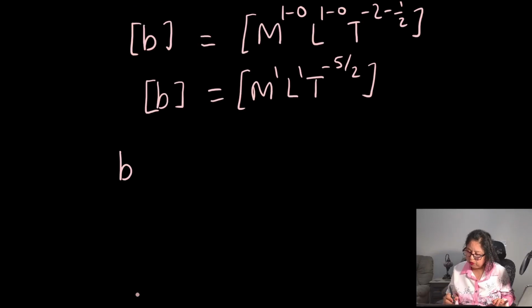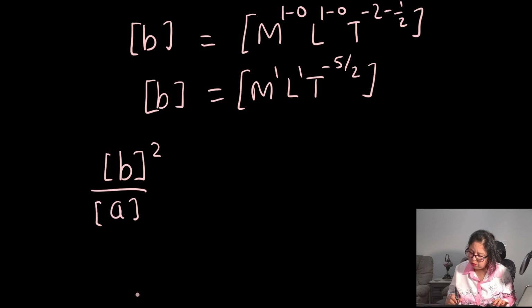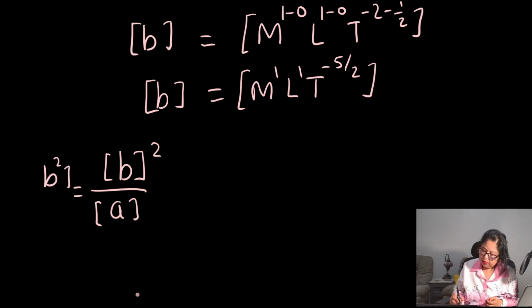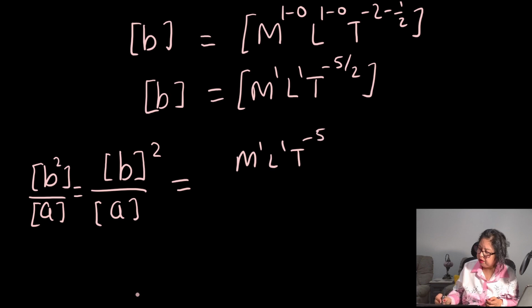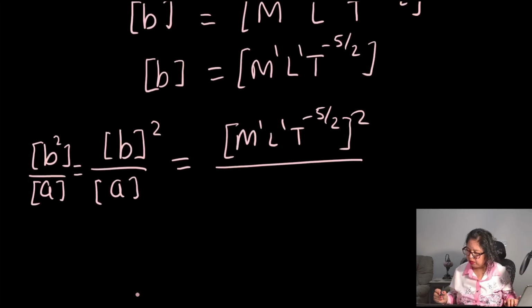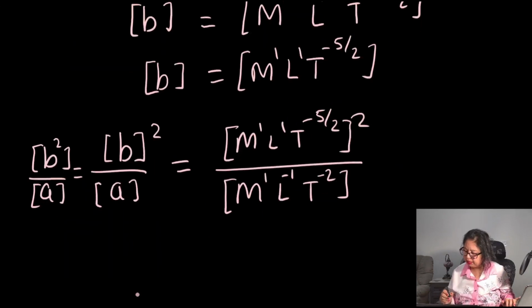Okay. So B squared over A. This is how we're going to find the dimensions of B squared over A. Find the dimensional formula for B squared, right? So here, now B is M1 L1 T to the power minus 5 halves, to the power 2. And what's A? A was 1, minus 1, minus 2. Just to check it. Yep.